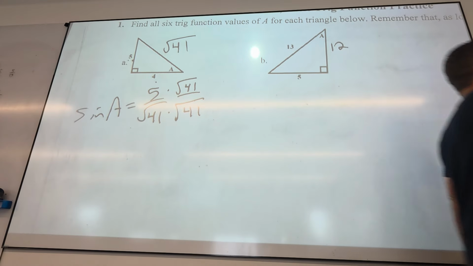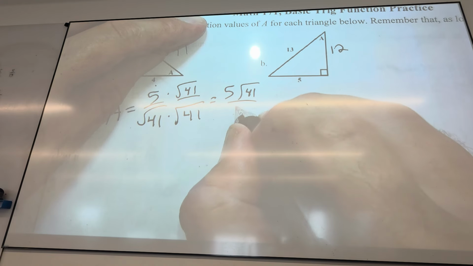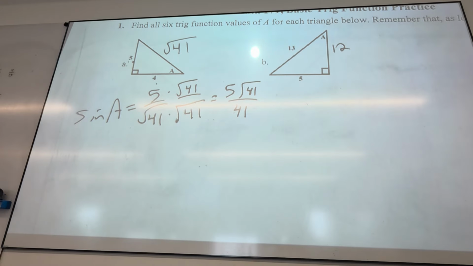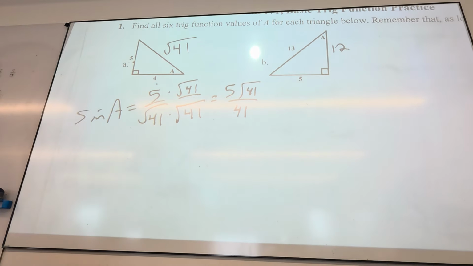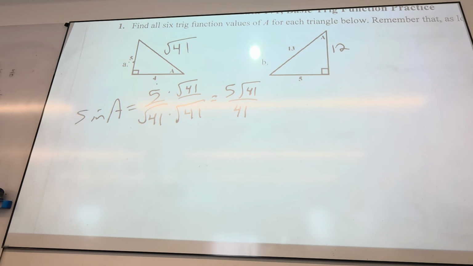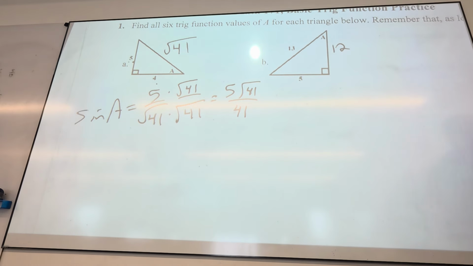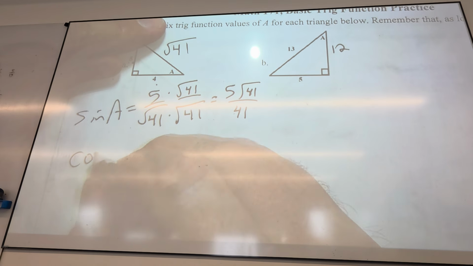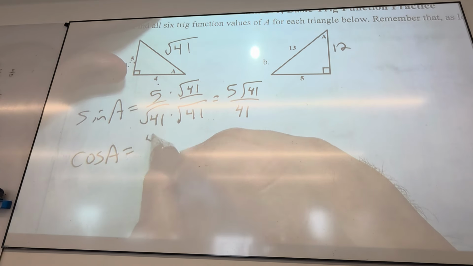All right. So this becomes 5 rad 41 over 41. Now, if you didn't do that on this paper, you're fine. But you're going to have to do this everywhere. Whenever you have a ratio and the bottom is a radical, you got to rationalize it. You got to do this kind of thing. So thinking with that in mind, what's cosine A start off as? Yeah, 4 over square root of 41.